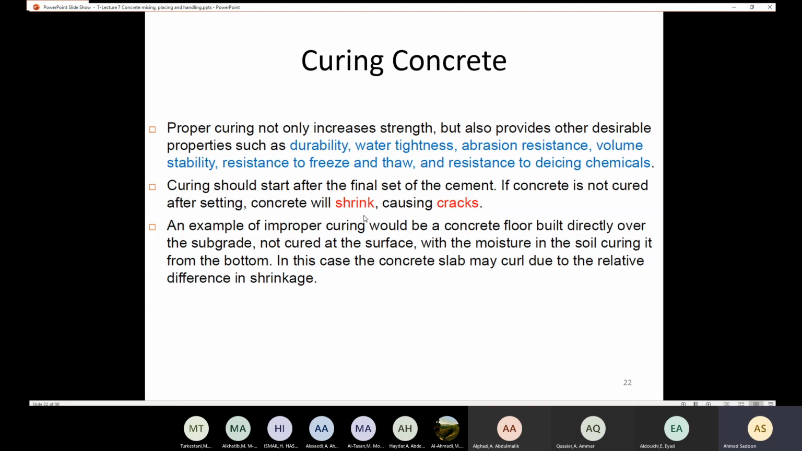An example of improper curing would be a concrete floor built directly over the subgrade. The surface is not cured, while the moisture in the soil cures it from the bottom. In this case, the concrete slab may curl due to the relative difference in shrinkage. So if you have a slab built on subgrade, and at the surface no cure has been applied at all, but the soil has moisture, the moisture is going to cure the bottom while the surface is not cured. That is going to curl the slab because of the shrinkage.